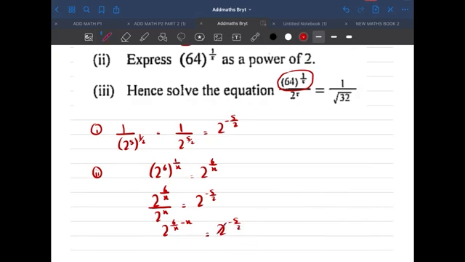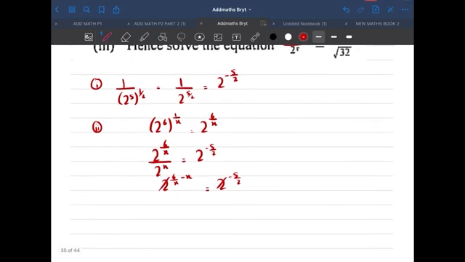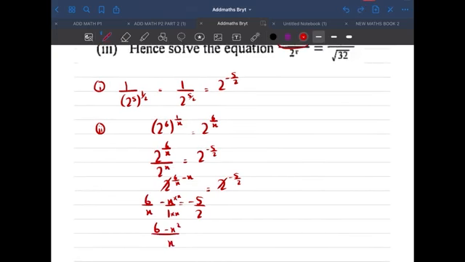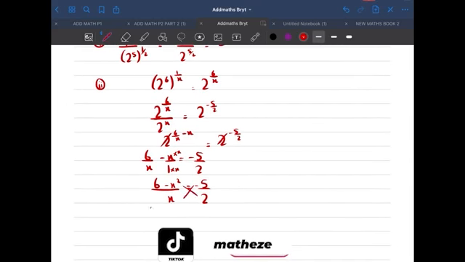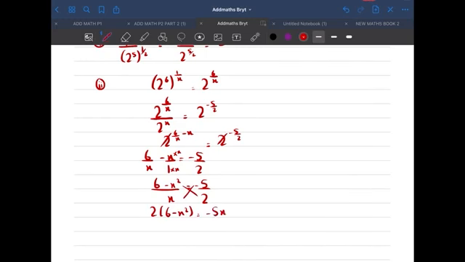Now, can I cancel 2 and 2? Yes, I can. It's going to become 6 upon x minus x is equal to minus 5 upon 2. Let's find LCM. Into x, into x. So it's going to become 6 minus x squared upon x is equal to minus 5 upon 2. Now, can I cross multiply this? So this will become 2 into 6 minus x squared is equal to minus 5x. So 12 minus 2x squared is equal to minus 5x.